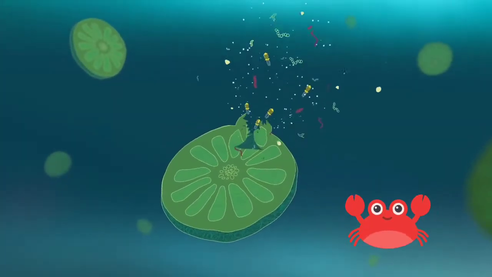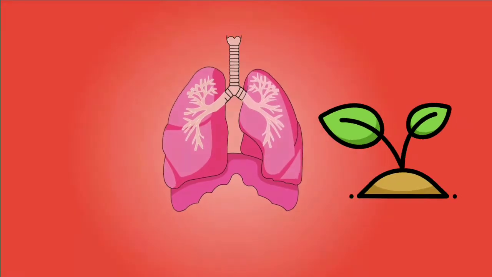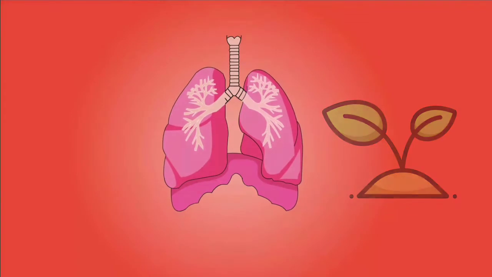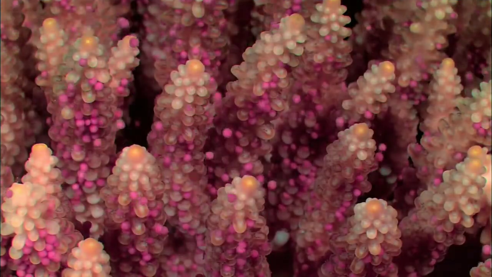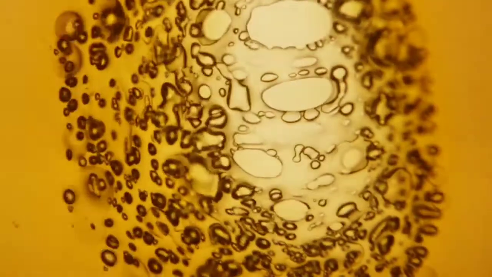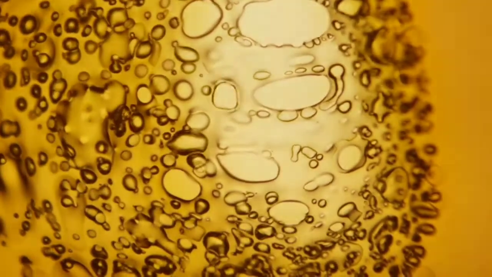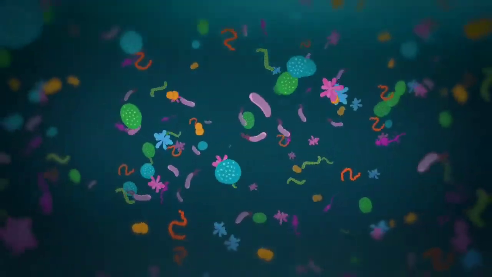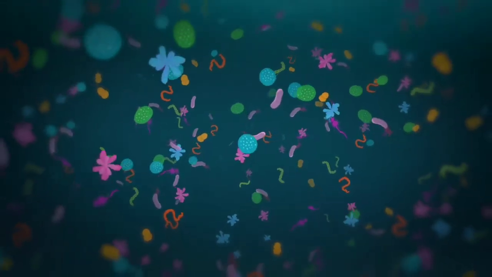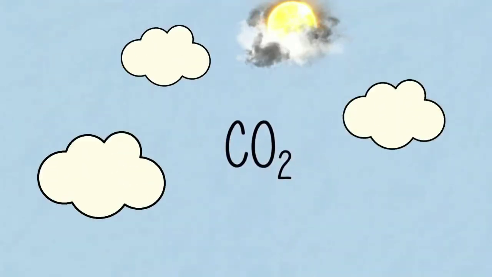Phytoplankton also produce oxygen. About 70% of the oxygen that we breathe comes from these tiny plant-like creatures in the ocean. Bacteria consume and transform the carbohydrates and oxygen generated by phytoplankton. In this process, the bacteria put carbon dioxide back into the water, the sea surface and finally the atmosphere.